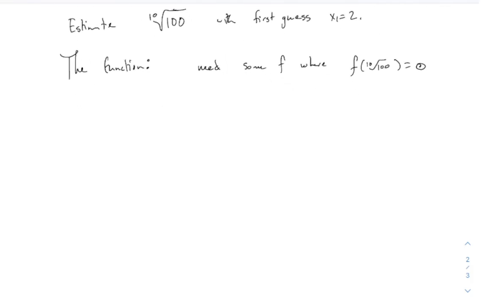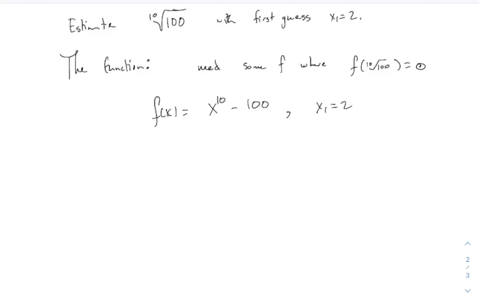I like that. f of x equals x to the 10 minus 100. Right? Basically, if you have some kind of weird root here, you want to use x to some power minus something as your function. In this case, x to the 10 minus 100. All right. And then I use my first guess just because I said so, x1 equals 2, and we should be able to just sort of plug and chug it at this point, all right?